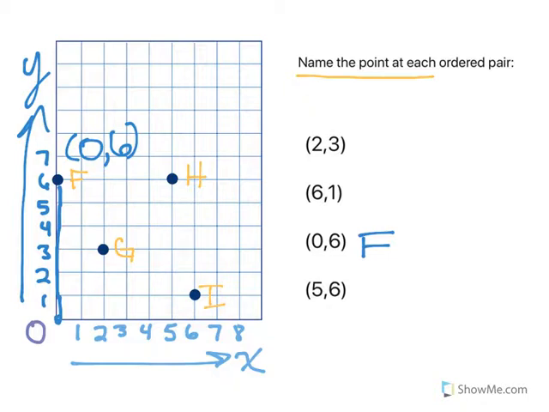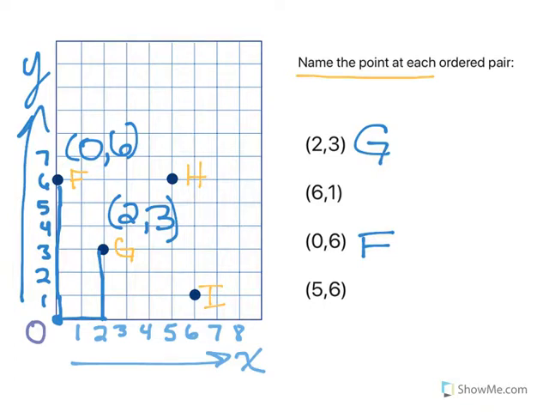All right, so let's go up to G. So we need to, again, start at our origin. And we go 1, 2. So that makes our x-coordinate 2. And then we go up 1, 2, 3 on our y-axis, which makes our y-coordinate 3. So the ordered pair, or the point that's at the ordered pair 2, 3, is G.